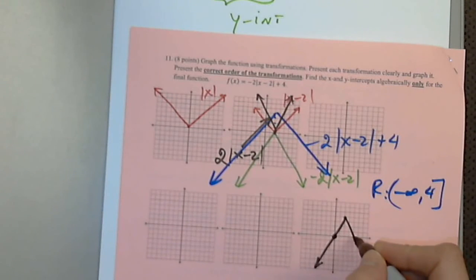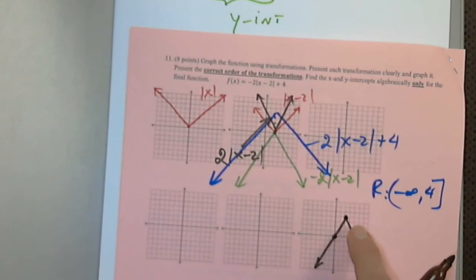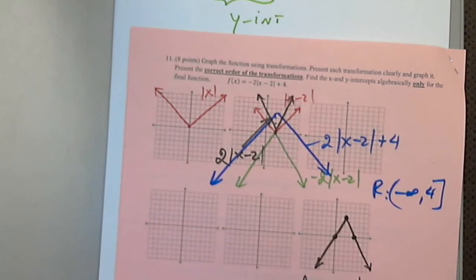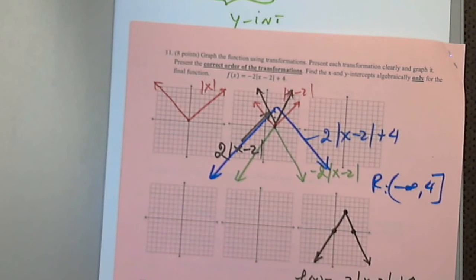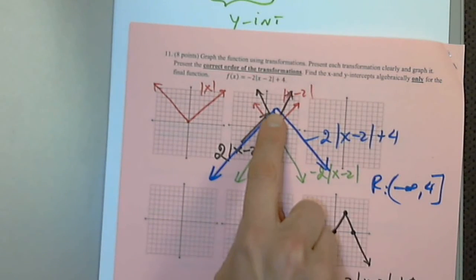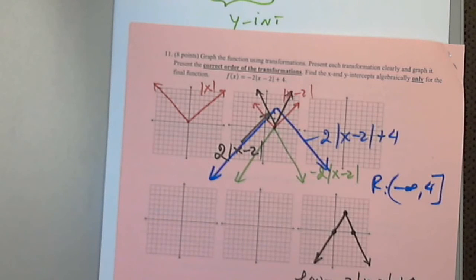So it crosses at 0, 0, it crosses at 4, 0, and it's right up here at 2, comma 4. And this is indeed f of x equals negative 2 times the absolute value of x minus 2, plus 4. How did you determine the range? From the lowest y value to the largest y value, because we were here with the green graph and we had to shift it up 4. Very good. Anything else before I look at the book for other problems?